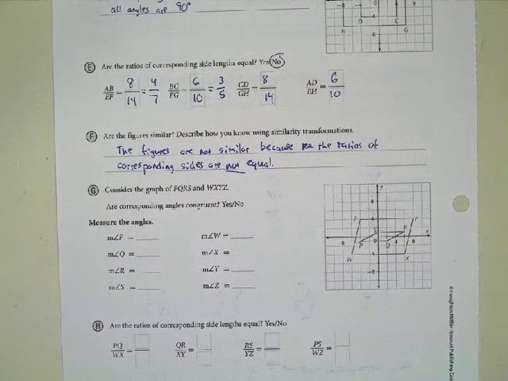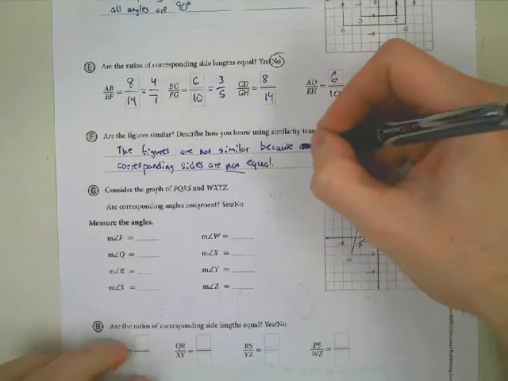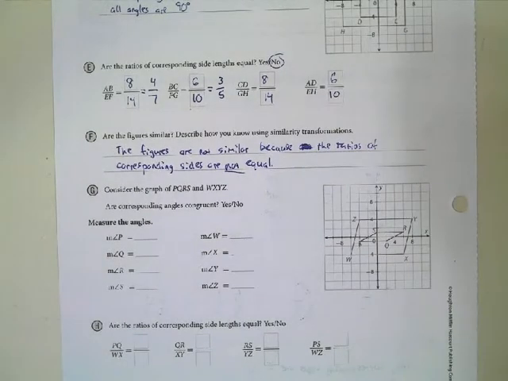The figures are not similar because the ratios of the corresponding sides are not equal. All right? And if only one ratio is not equal to the other three, then the whole thing is not similar. If only one pair of corresponding angles are not congruent, the whole thing is not similar. It only takes one thing to fail for the whole thing to not be similar.